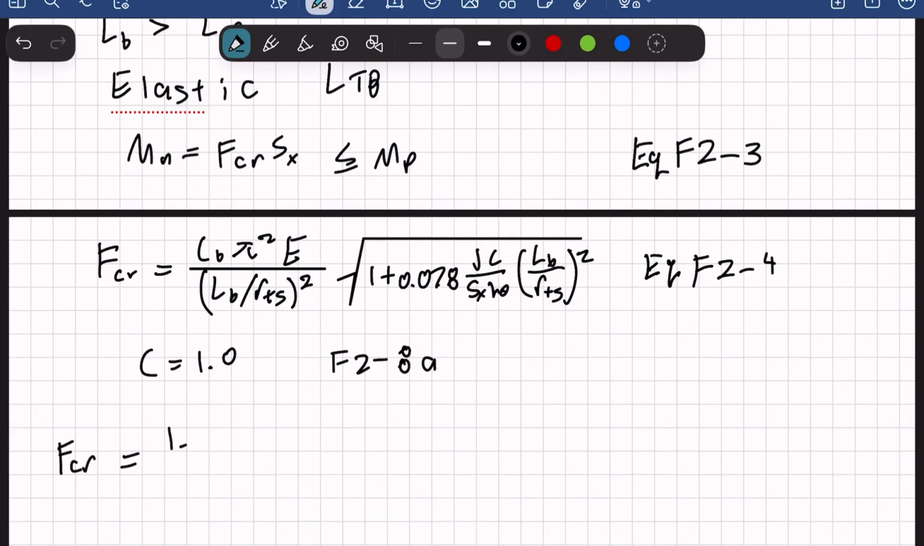So we have 1.14 pi squared, 29,000. And then do your sanity check on units, LB and RTS. RTS is going to be in inches. So we're going to take LB and multiply by 12, 25 times 12, divided by RTS for this is 2.37.